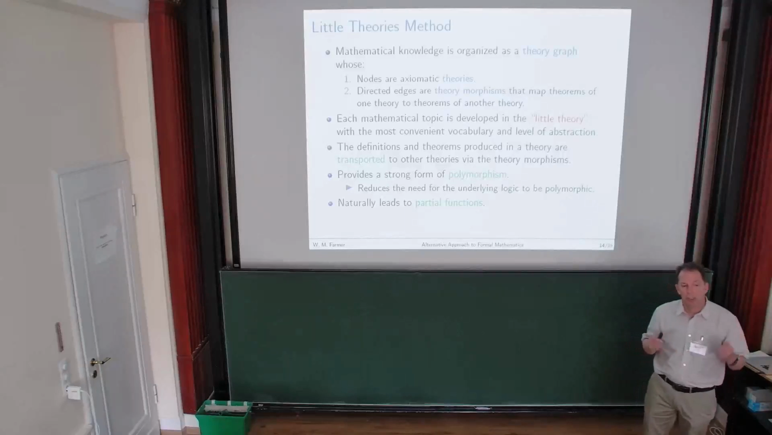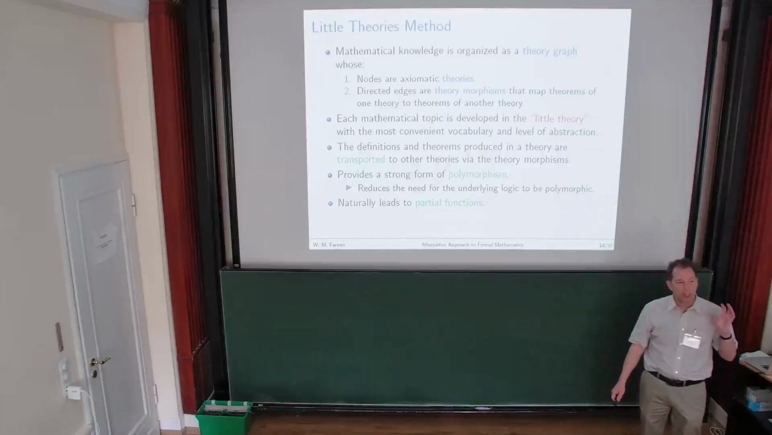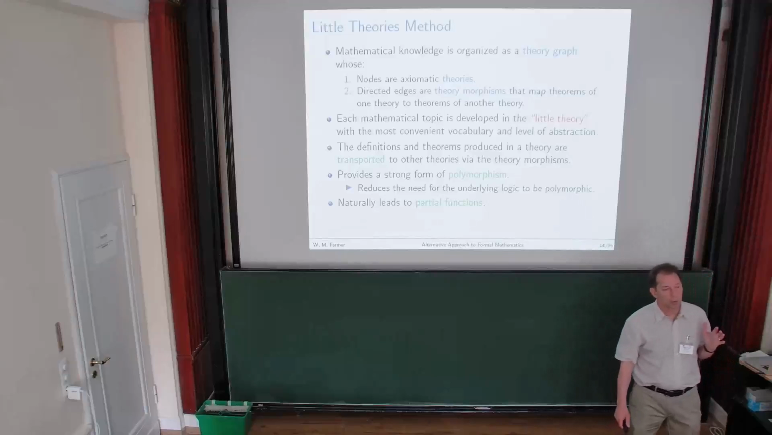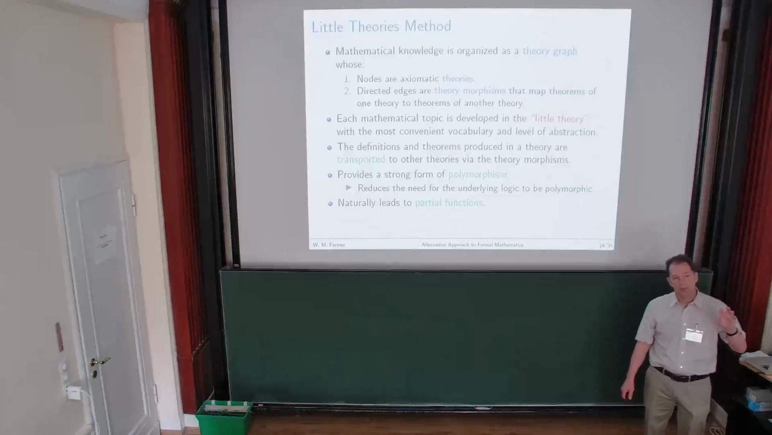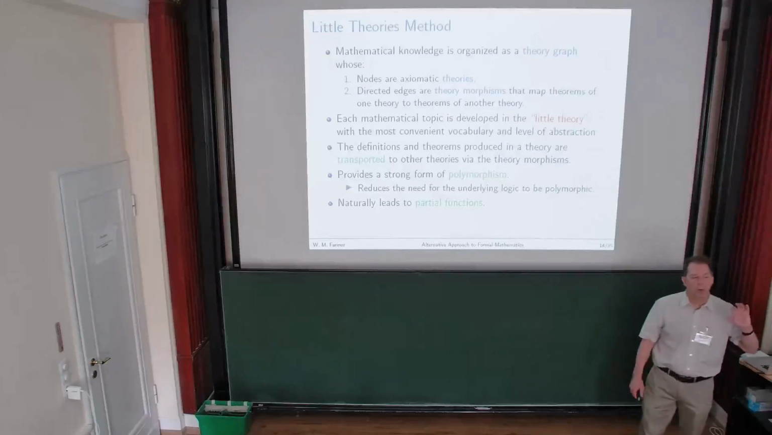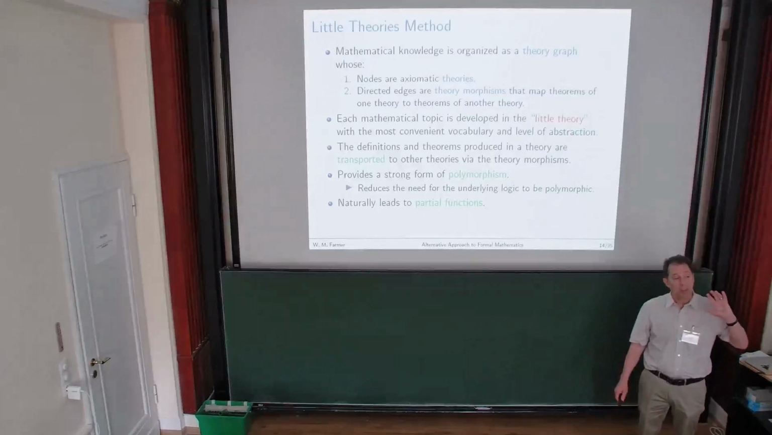So these are translations of the language of one theory to another. And this translation is theorem preserving in the sense that theorems are always mapped to theorems. So with these theory morphisms, you have a way of proving something in one theory and then transporting that result to another theory. Because remember, theorems are mapped to theorems.